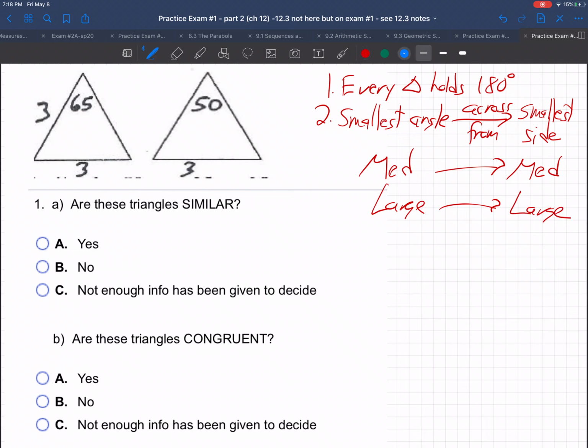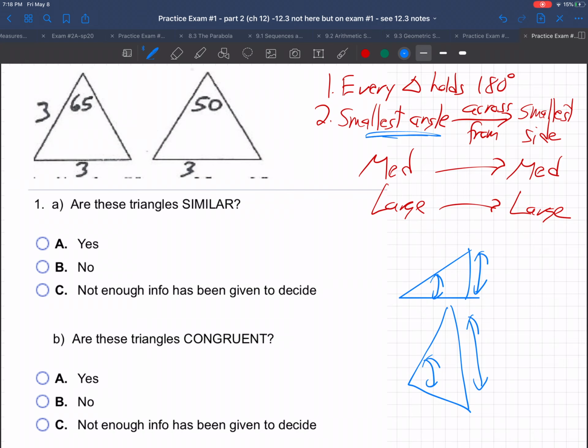Meaning, when you open an angle, say I have a really small angle, the bigger you open it, the more it'll affect the side across from it. If you open that angle up really big, it's going to make the side across from it really big. An angle affects the side across from it. So that's where we get the idea that the smallest angle is across from the smallest side, medium from medium, large from large. Okay, so what does that mean?